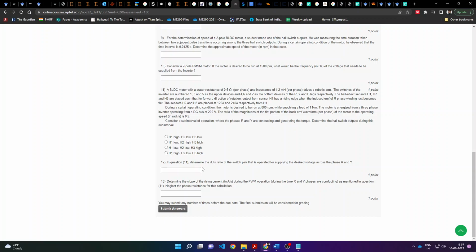Okay. In question 11, determine the duty ratio of the switch pair that is operated by supplying the desired voltage across this one. Now your torque is given and speed is given. Use the speed torque relation, which was in the previous assignment. Your K is nothing but this one, 0.9.